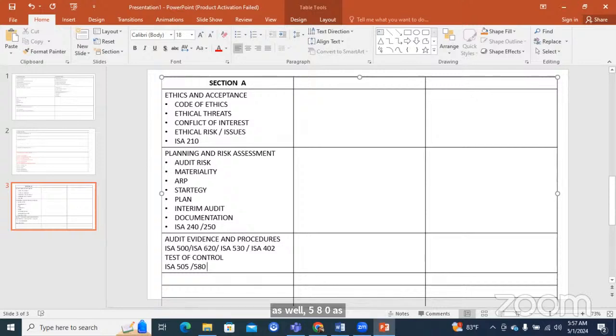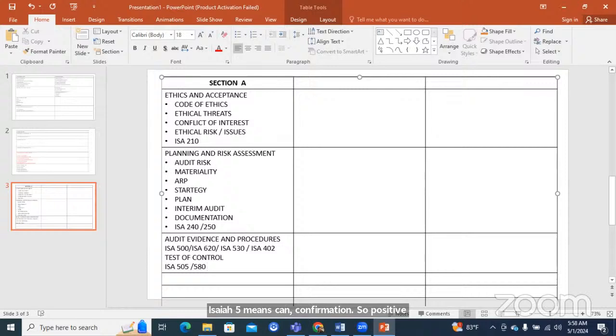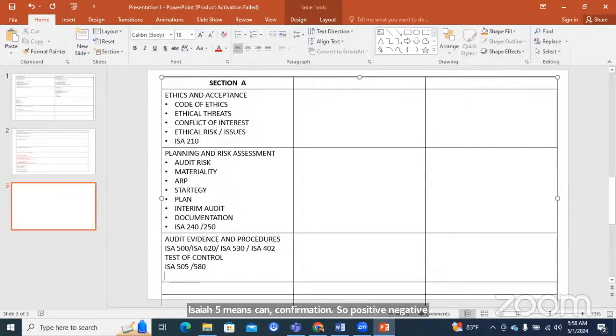Even though that is not included in the planning stage, sometimes they might test written representation. ISA 580 means written representation. ISA 505 means confirmation. So positive, negative, circularization, confirmation, those things can be tested along with these procedures. And also substantive procedures can be tested. This is the most difficult section A question.